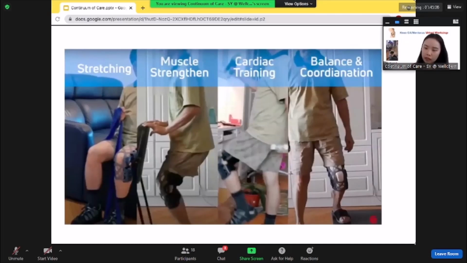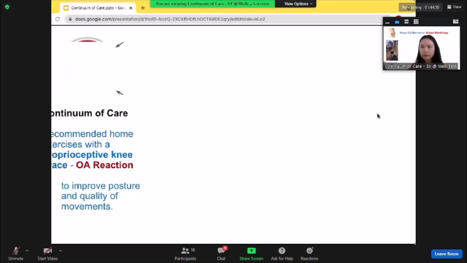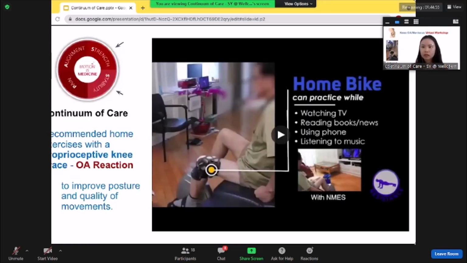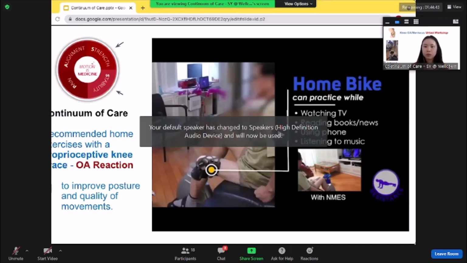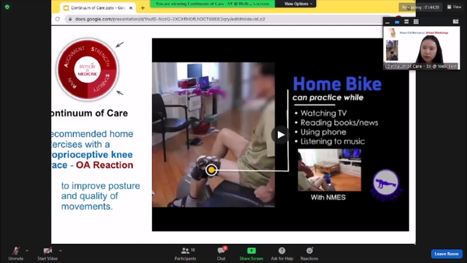Okay, moving on, I'll be introducing some recommended exercises which patients can do with a proprioceptive knee brace. Due to the loss of proprioception in OA patients, exercises can be very challenging for them. When patients try to do these prescribed exercises that you have arranged for them, they tend to think that they're doing it correctly, but sometimes that may not be the case.